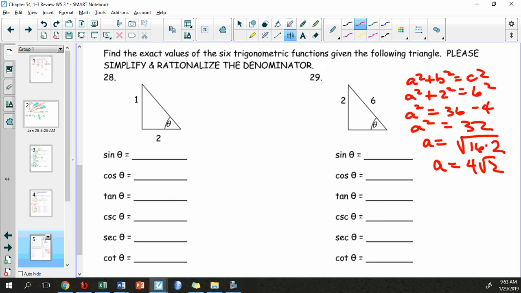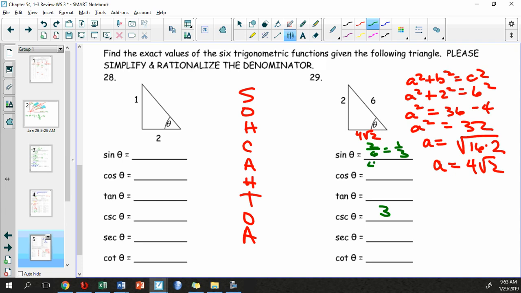So if this is going to be 4 square roots of 2, can I find the 6 trig functions now using SOHCAHTOA? Can I? Absolutely. Sine is going to be opposite over hypotenuse, which is 1/3. If I know sine, then I know automatically what? Cosecant is the reciprocal, 3.